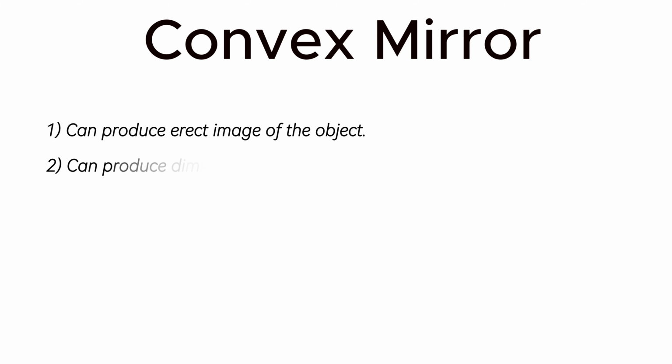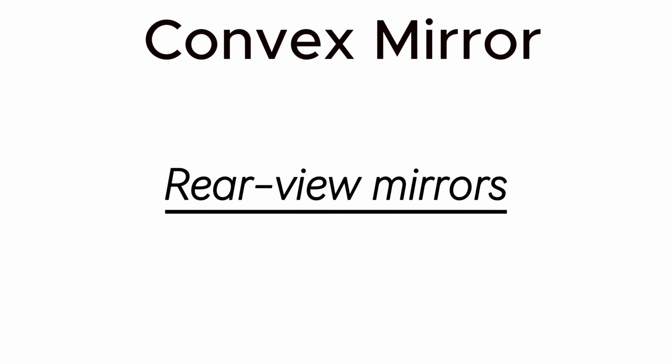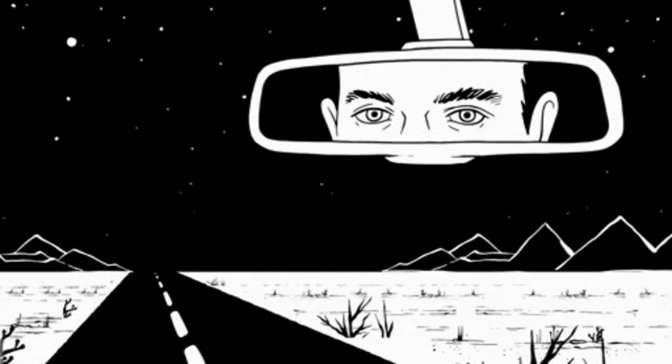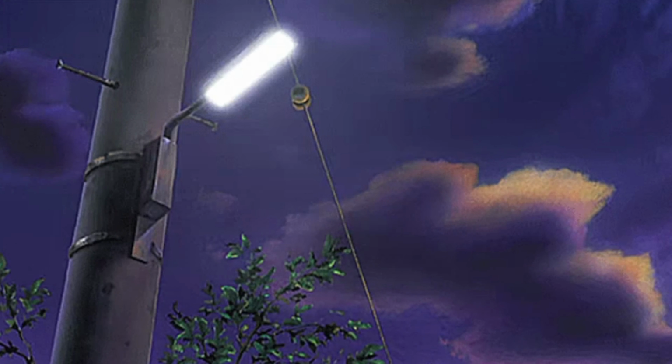Now let's see the practical application of convex mirrors. Since convex mirrors always produce an erect and diminished image of the object, they are used as rear view mirrors in vehicles, enabling the driver to see the traffic behind to facilitate safe driving. These mirrors provide a wider field of view of the traffic behind the driver. It is also used as a reflector for street lights.